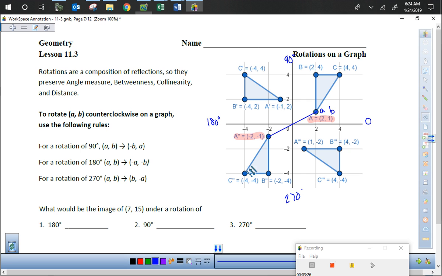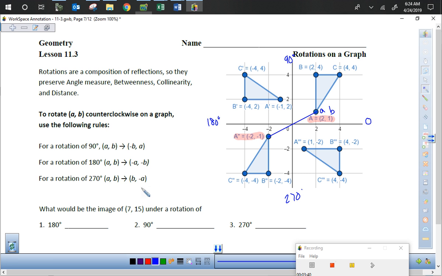All right, looking at the ordered pairs, again, we have the same numbers. This time, they're in the same order. It's 2, 1, 2, 1, but both of the signs just switched. So for a rotation of 180 degrees, we have the opposite of A, the opposite of B. Just switch both the signs.